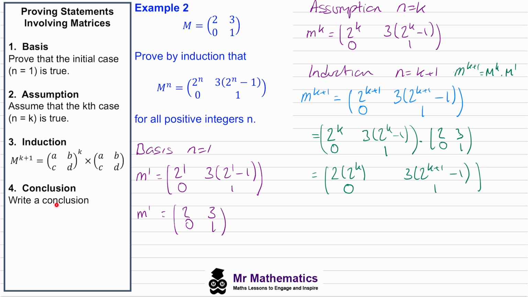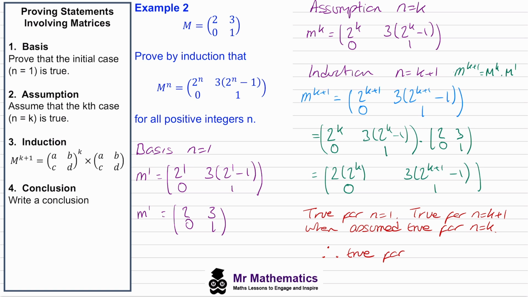So now for our conclusion, we'll say this is true for n equals 1. It's also true for n equals k plus 1, when assumed true for n equals k. So therefore, it is true for all positive integers n.